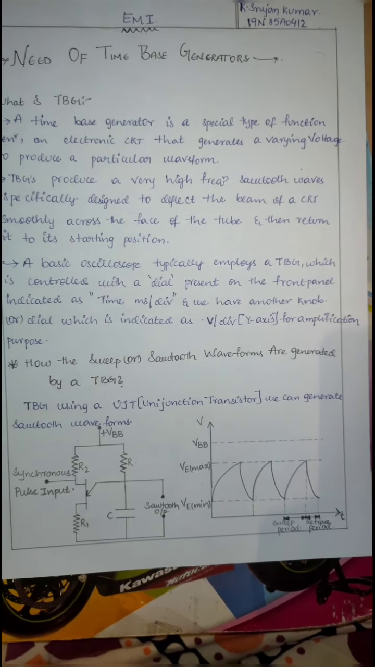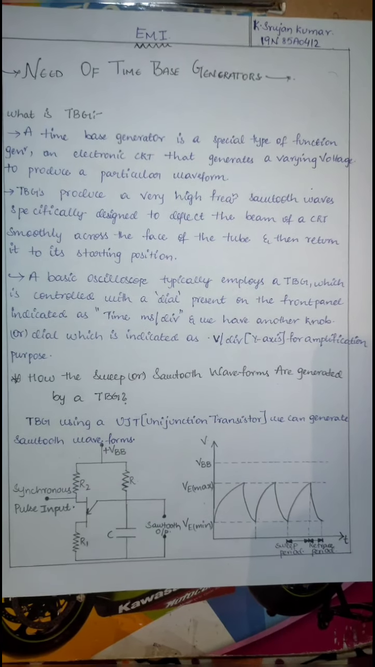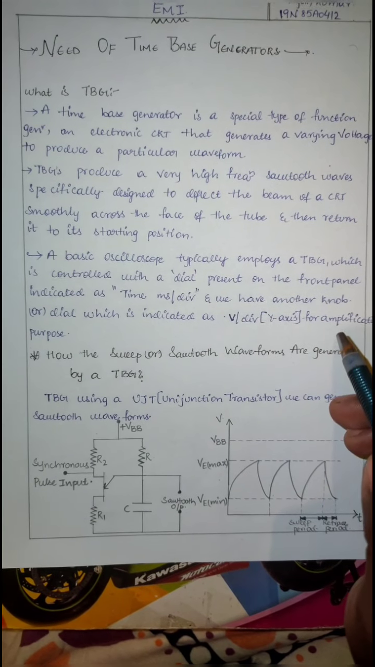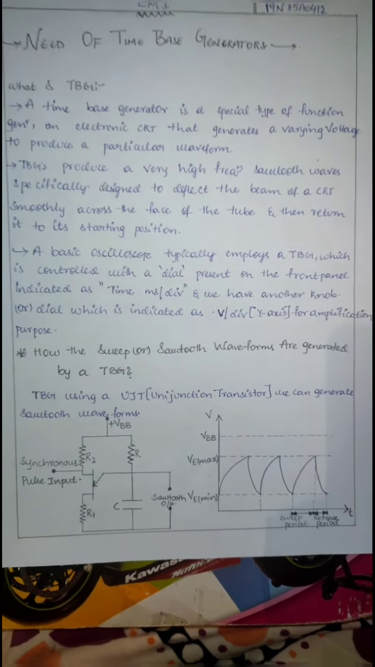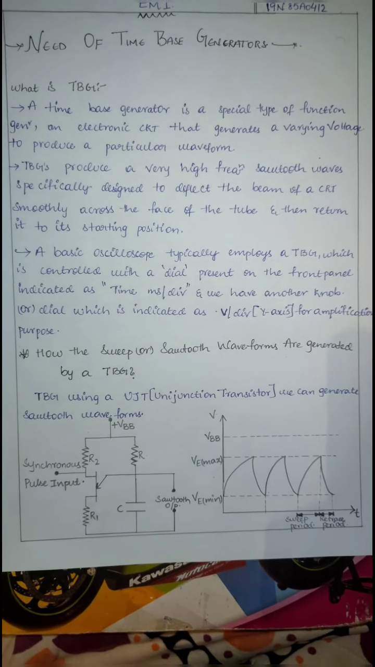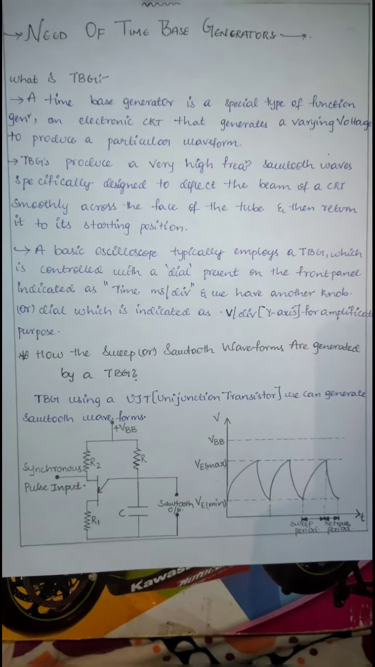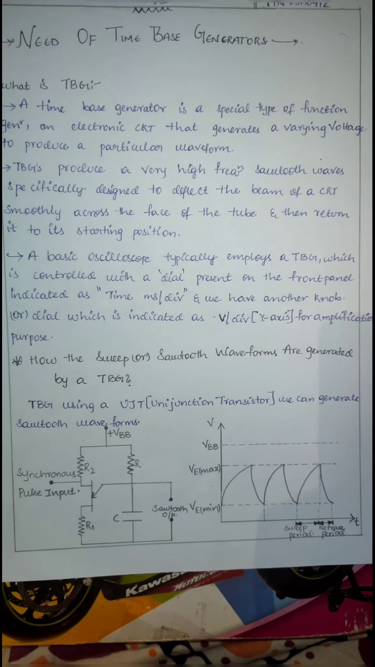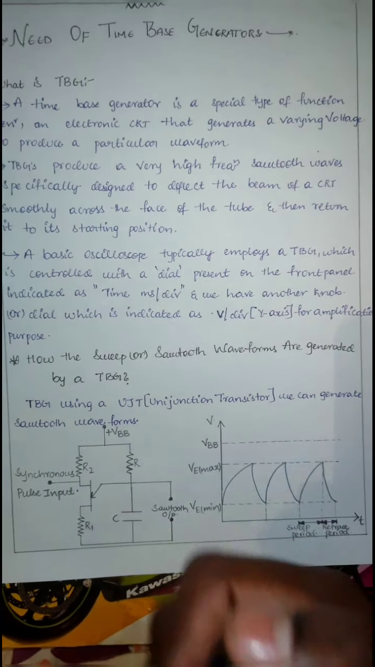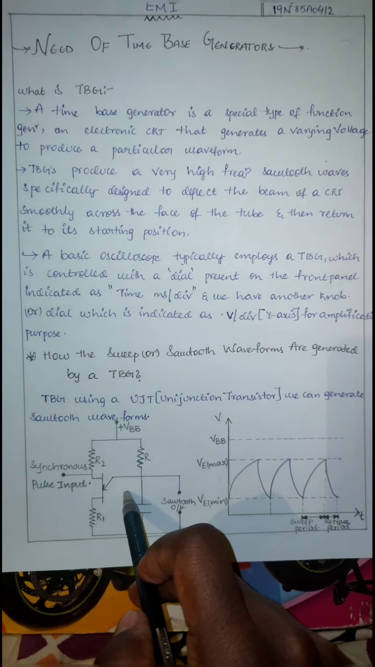So according to this, we can say that the deflection of the electron beam is proportional to the deflecting voltage, which is the voltage applied to the X plates of the CRT, which should increase linearly and suddenly drop to zero. This kind of functionality we can only observe in a sawtooth waveform, which can be generated using a UJT. So the circuit which generates a sawtooth waveform is called a TBG or a sweep generator. Now this is the circuit diagram for that.